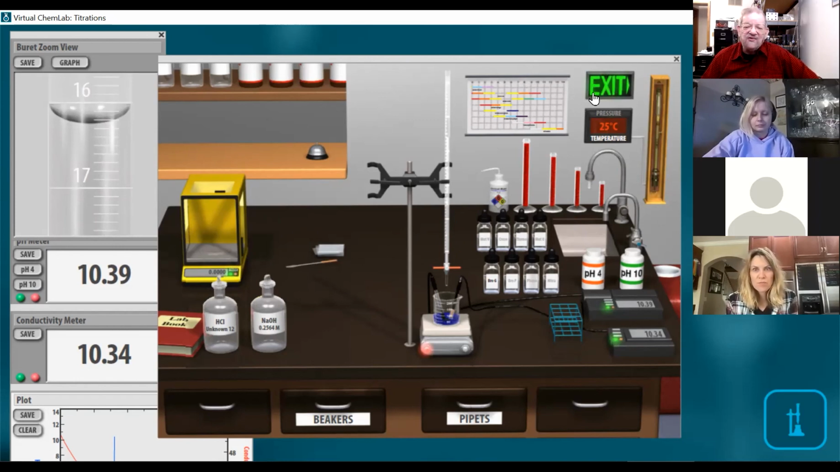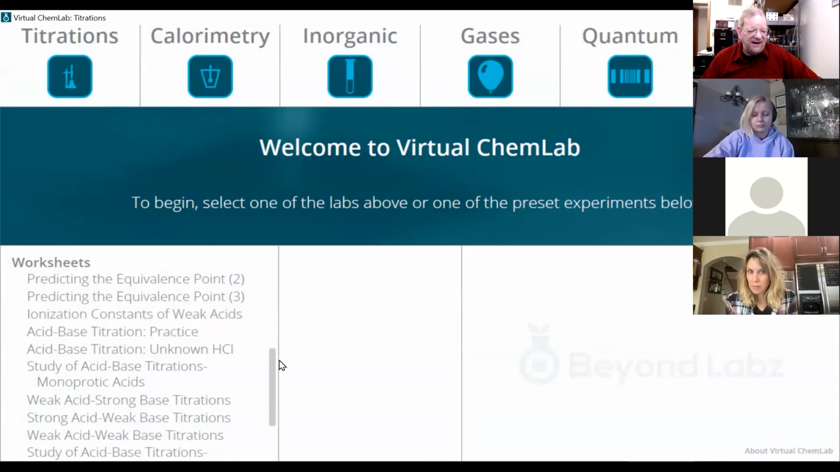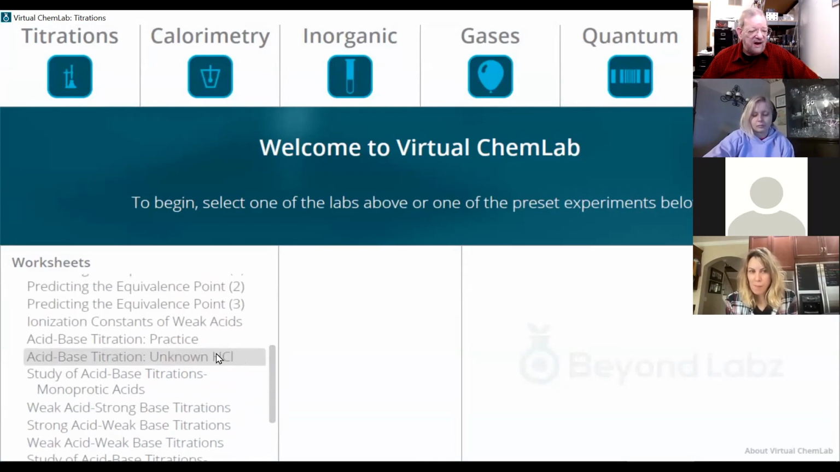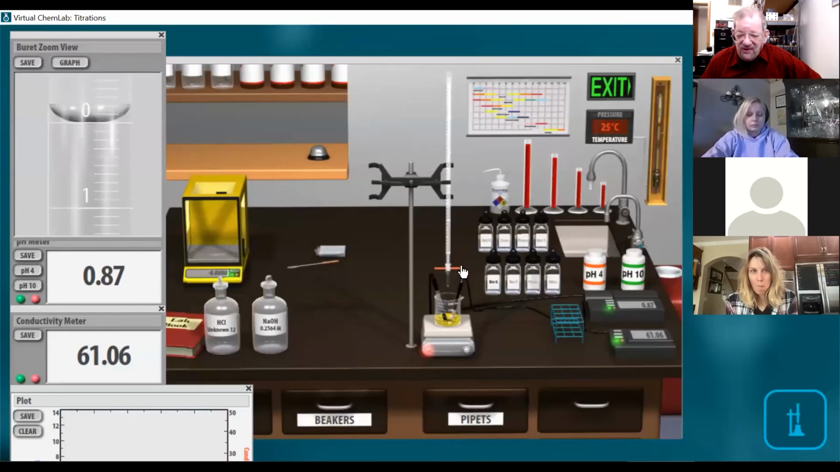And now I'm going to ask you to do 2 of these runs. You'll exit like this, and you'll go back and click on unknown HCl. You'll do the titration again. Whenever you do a titration manually like this, you always do it in duplicate to make sure you're getting similar results.